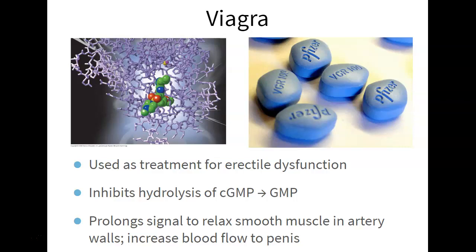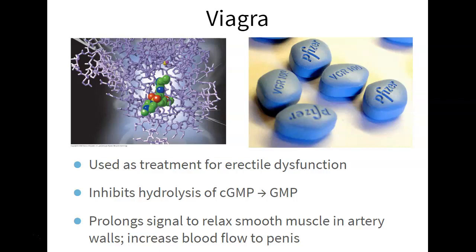Also, we have something that's related, Viagra, and I'm sure you've all heard of this before, because it is used in the treatment of erectile dysfunction. Fun fact, it was initially discovered as a blood pressure medication, and then they found out that it had this sudden side effect. But how does it work? It inhibits hydrolysis, or the breaking down, of cyclic GMP, which is very similar to cyclic AMP, down to GMP.